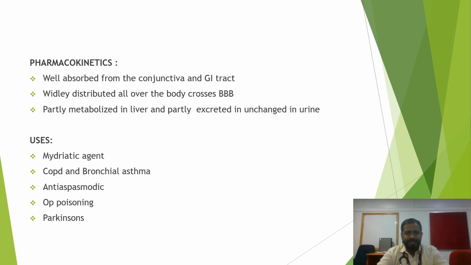Coming to pharmacokinetics, it is well absorbed from the conjunctiva and GI tract, widely distributed all over the body, and crosses the blood-brain barrier. It is partly metabolized in the liver and partly excreted unchanged in urine. Coming to the uses, it acts as a mydriatic agent and is used in COPD and bronchial asthma. It acts as an antispasmodic and is used in OP poisoning and in Parkinsonism.